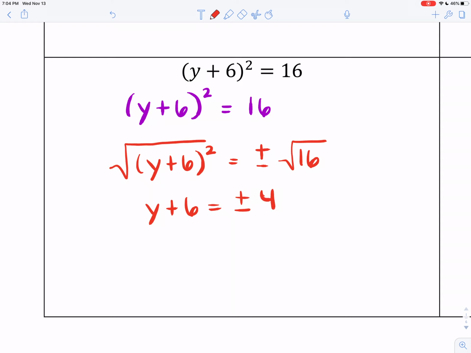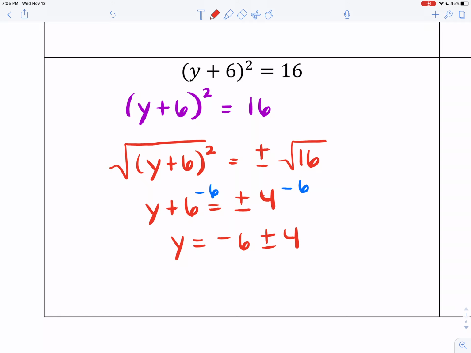All right, now, at this point, because I had y plus 6 being squared, I have one more step to do here as far as getting y by itself. And that would be at this point to say, okay, I need to subtract 6 from both sides, right? If I'm going to solve this thing and get y by itself. Now, whenever you have a plus or minus, it makes more sense if you put the other number in front. So instead of writing this as plus or minus 4 minus 6, I'm going to write this as negative 6 plus or minus 4.